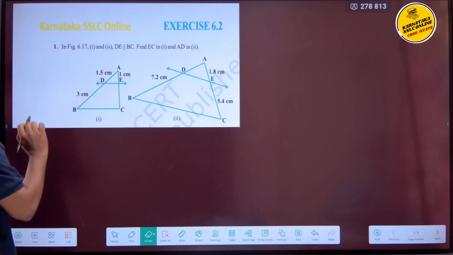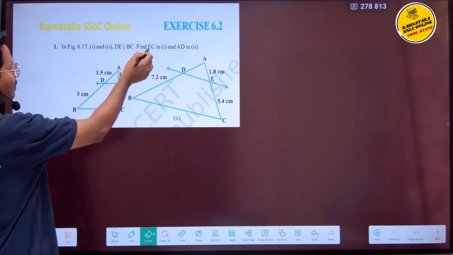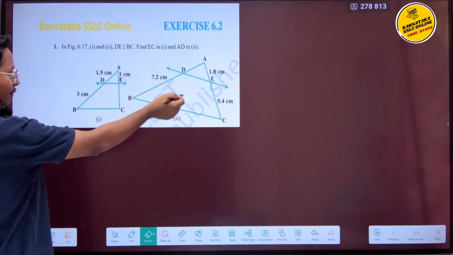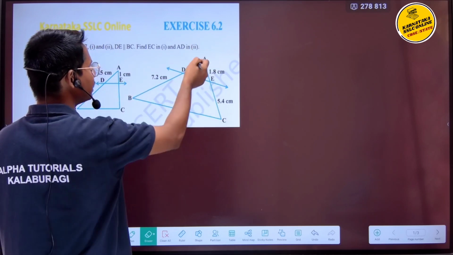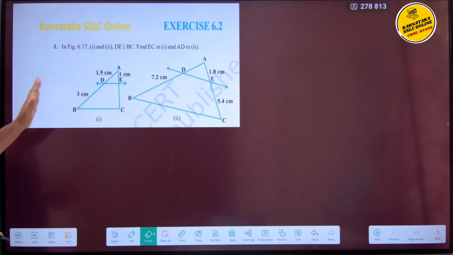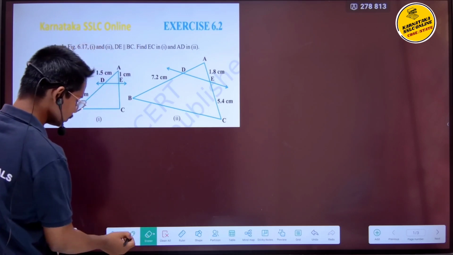When I write in the form of ratio, the only unknown becomes EC. So thereby you can find the value of EC. And in the second figure, again when I write AD by DB equal to AE by EC, the only unknown is AD. So it is simply just writing in the ratio form, isn't it? So we will write.